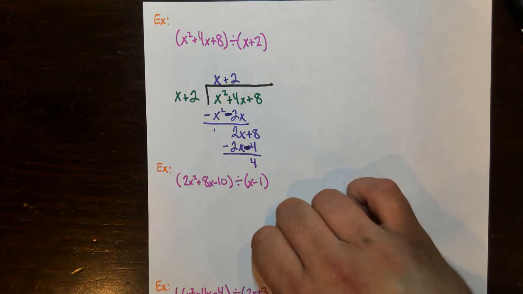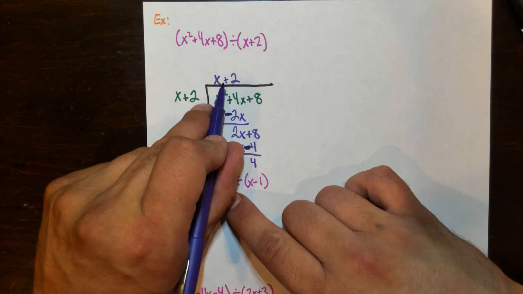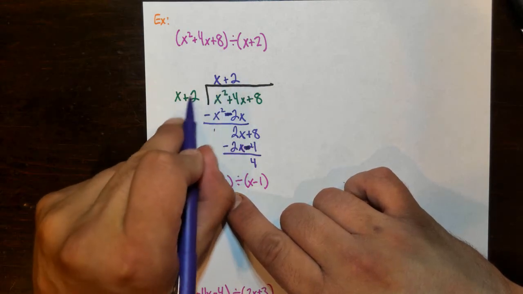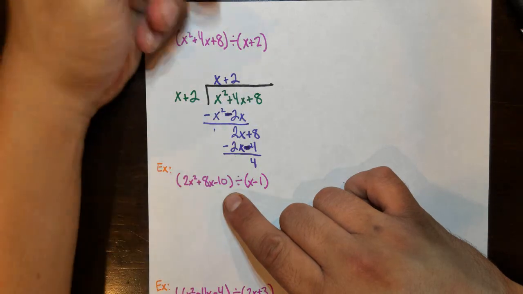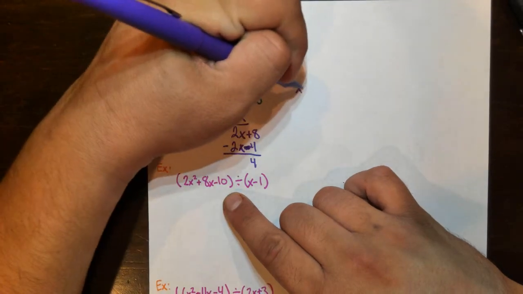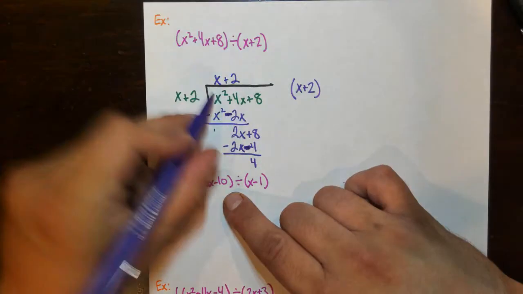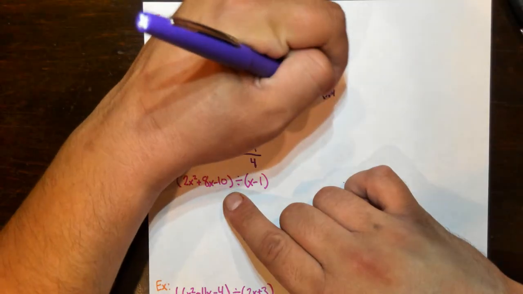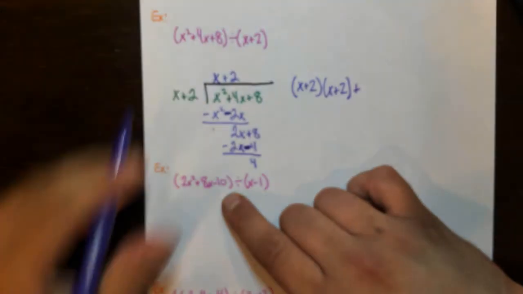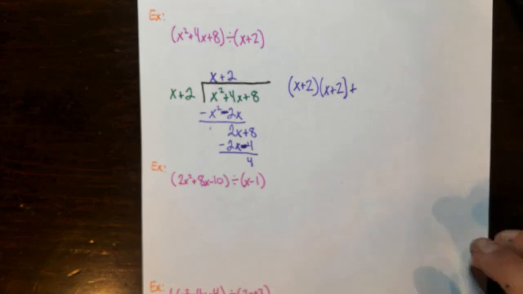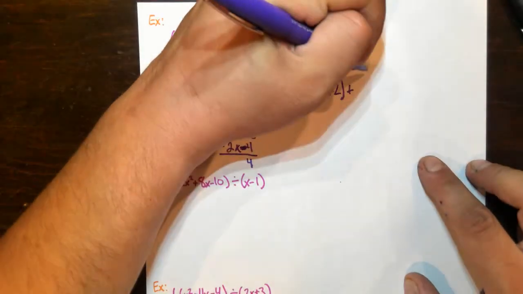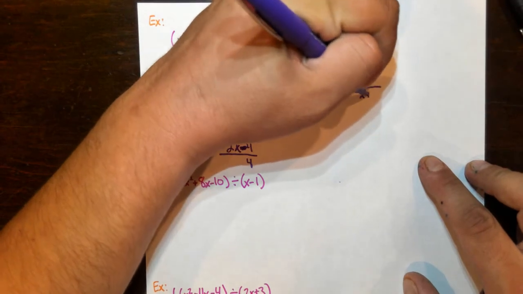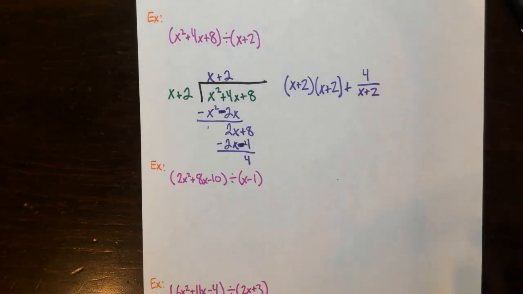So my answer here is going to be my two factors here, because isn't it true that this times this equals this? So it's going to be x plus 2 times this x plus 2 plus our remainder. Now remember, we put our remainder over what we divided by. And in this case, we divided by x plus 2, so it's going to be plus 4 over x plus 2. Just like that.